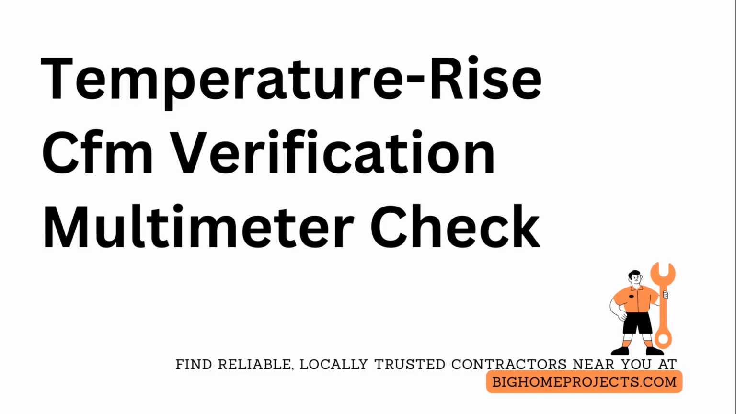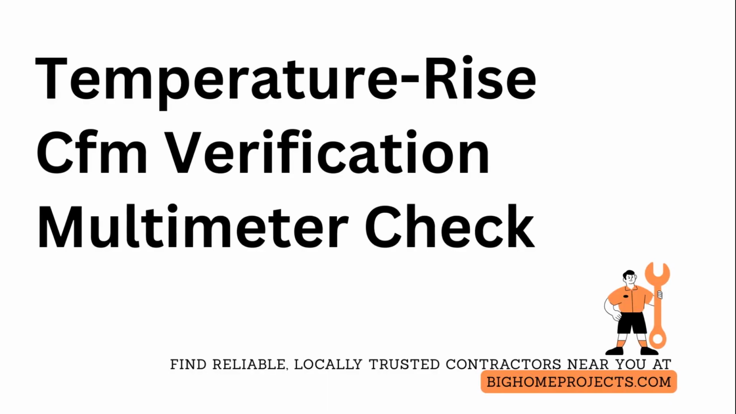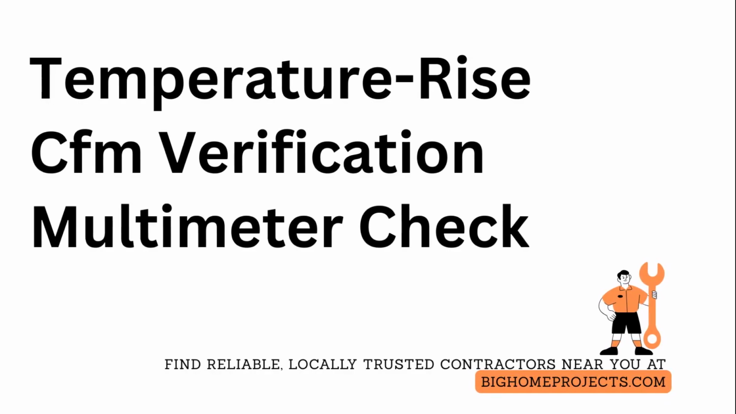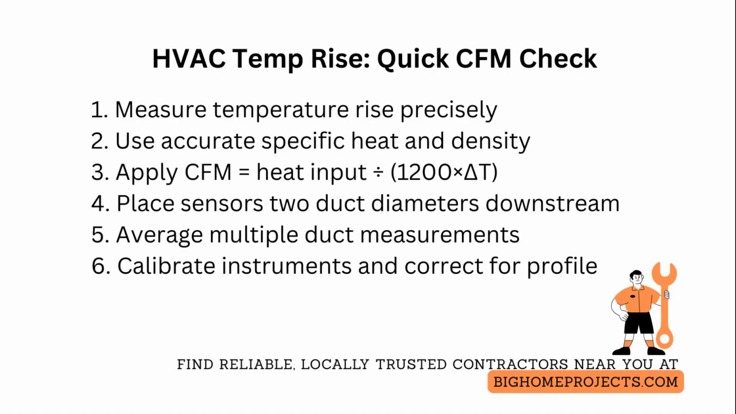HVAC temp rise formula to measure airflow. CFM lets you quickly calculate actual cubic feet per minute by using measured temperature rise and system heat input. To calculate airflow accurately, measure the temperature rise across the coil or heat exchanger with a well-calibrated digital thermometer reading to 1 decimal when possible.